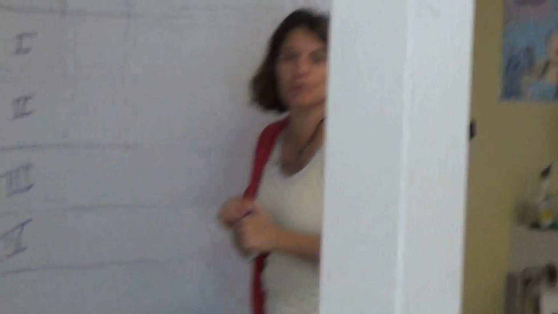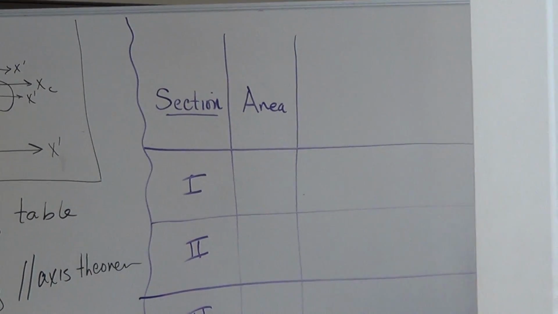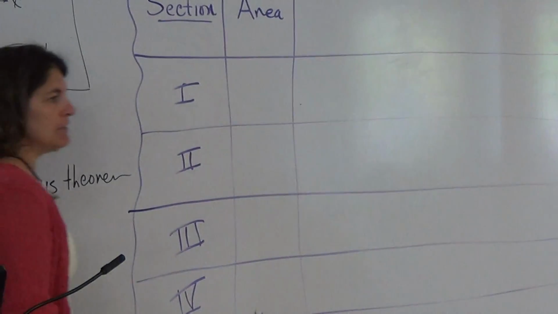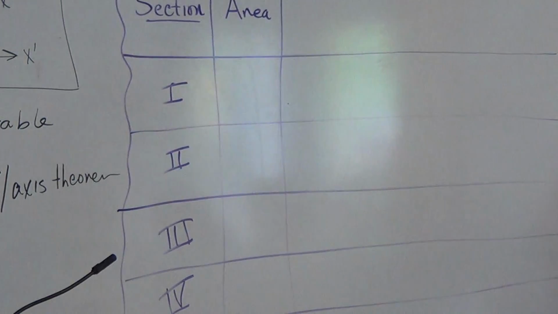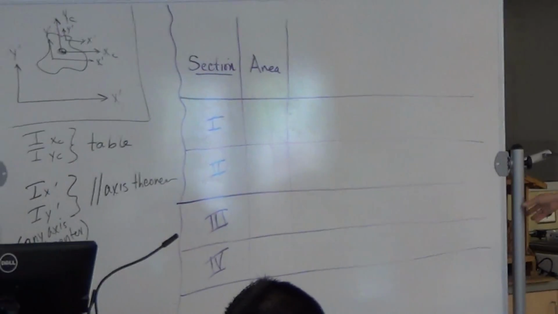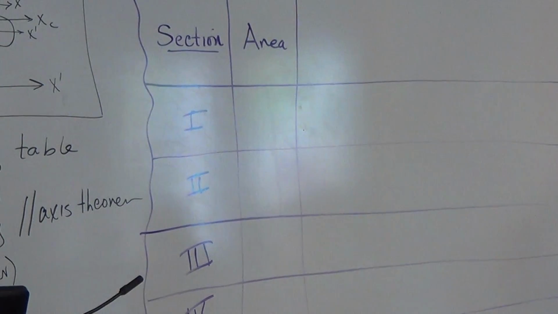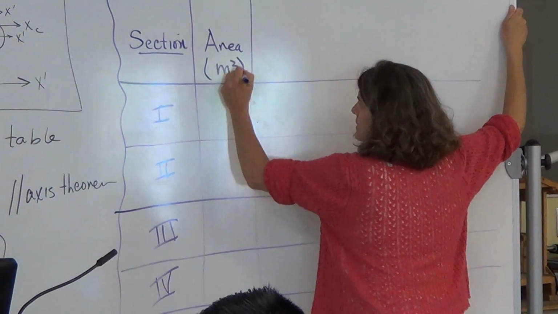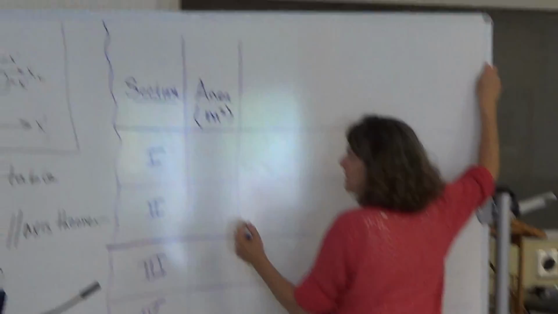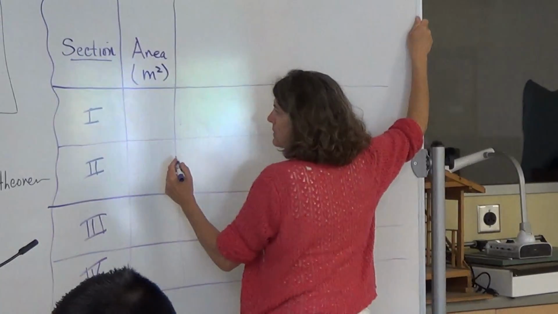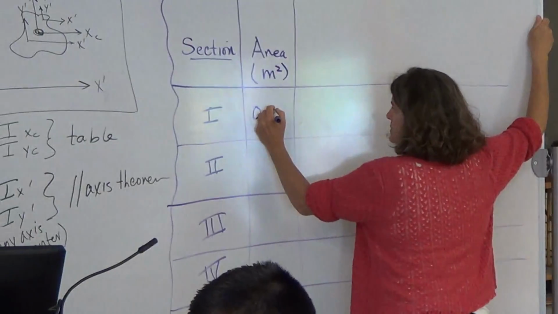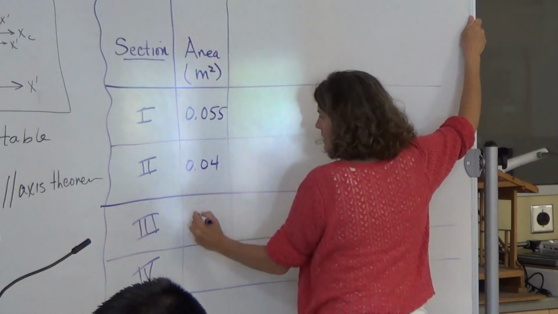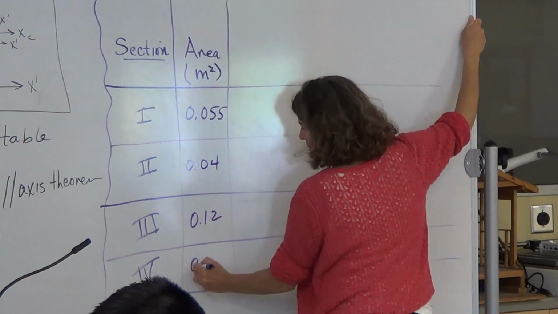So read this out to me because we already did this on the first part of it, right? Where are we? Evan, I think we're up to you. Could you read these numbers out to me? Well, first the units, is it meters squared? Yeah. What's the area? .055. Okay, and .04, okay. .12, .04.